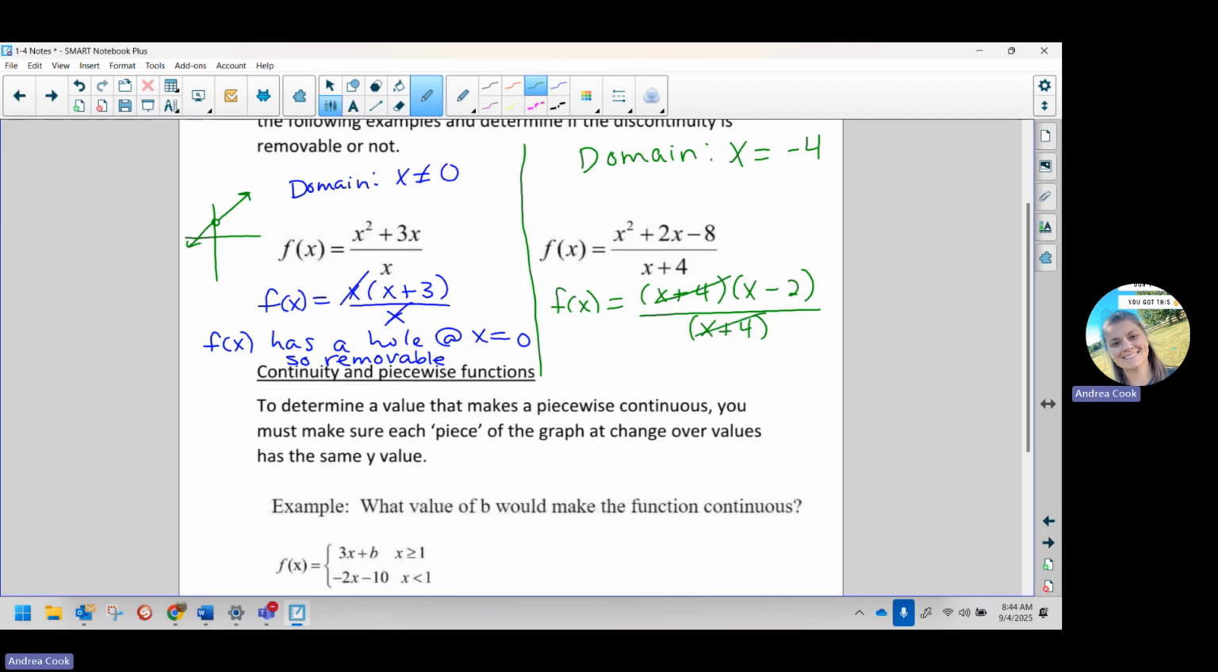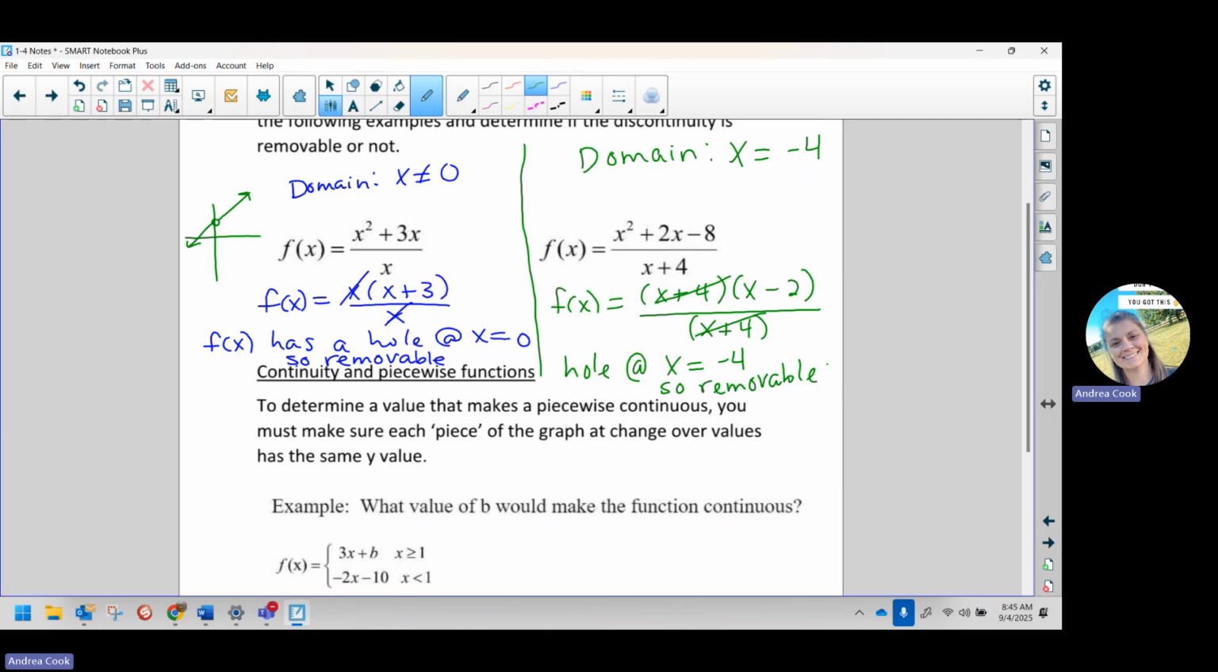Okay, so when I factor it, I can cancel out those x plus 4s. And so there's a hole at x equals -4, so it's removable. All right, questions on that? Yep. How would I graph that?